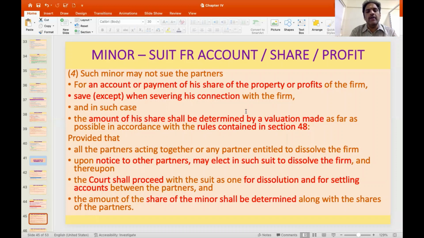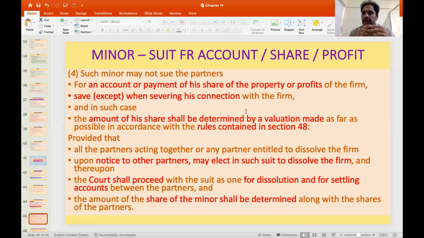So it says, provided that all partners acting together or any partner entitled to dissolve the firm, upon notice to other partners, may elect in such a suit to dissolve the firm, and thereupon the court shall proceed with the suit as one for dissolution and for settling accounts between the partners, and the amount of the share of the minor shall be determined along with the shares of the partners. So if the suit by the minor is filed, the only thing that will happen is the court will examine that and indicate that you distribute whatever share is there in accordance with section 48, and his portion will be taken and the firm will continue.